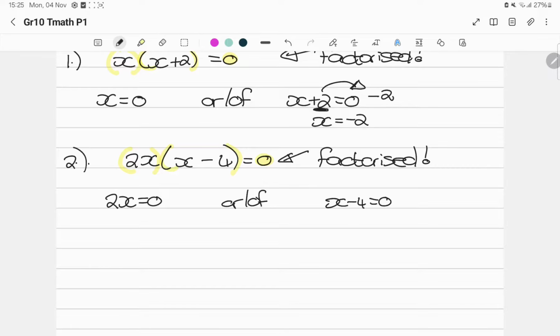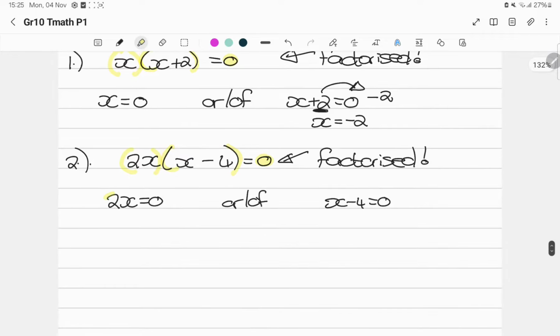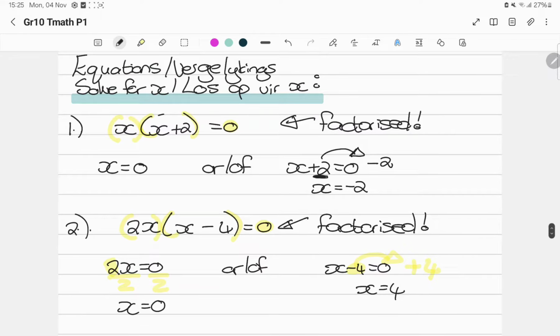And now you just have to solve for x. So what is bothering me here is my 2. So to get rid of that 2, I have to divide both sides by 2. So x is going to be equal to 0. And then this side, I have a minus 4, which I need to take over. It's going to become plus 4. So x is equal to 4. Alright, so this is the easiest one.